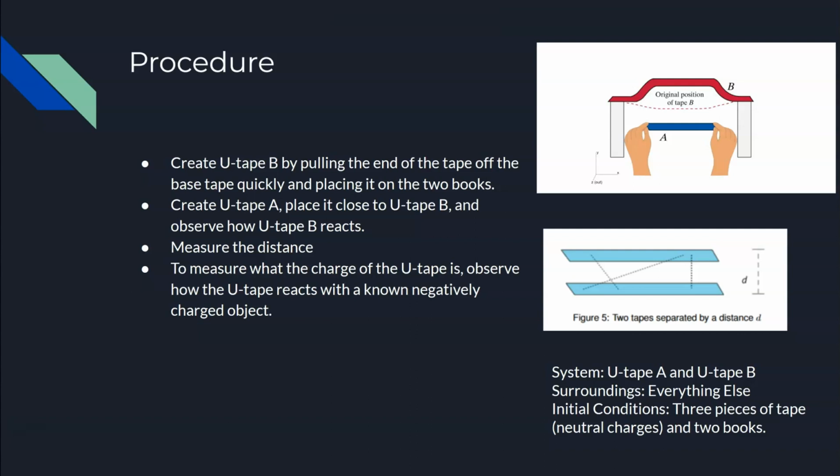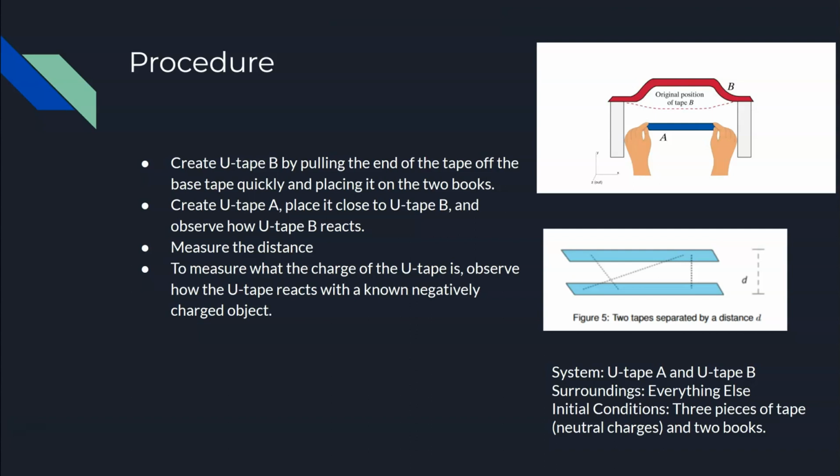I created U-tape A using the same procedure and placed it close to U-tape B and observed how U-tape B reacted. U-tape B reacted by repelling U-tape A, and as shown in the physics principles before, that means that these two objects have the same charge. I then measured the distance.